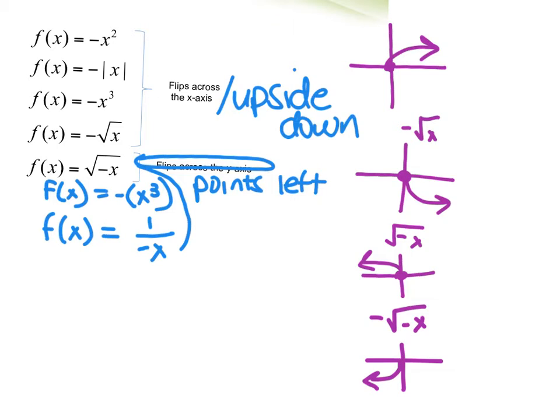Here's the best part. If you're unsure, what could you do? Graph it, plot a point, right? If I don't know if it's going up and to the right or if it's going down and to the left, plot a point. Okay? The idea is that transformations help you do it quicker. Okay? But it is less precise. So if you are unsure, then just plot a point.